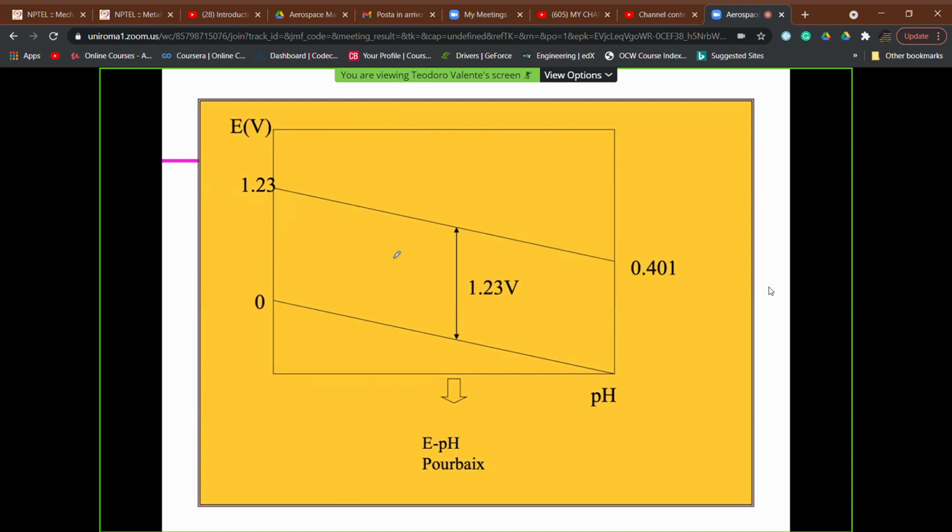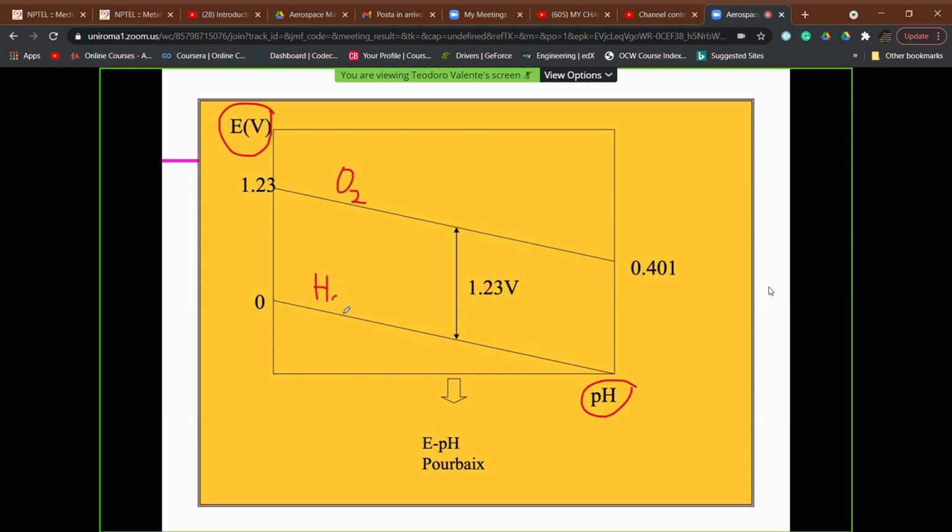Now, how can we use this indication? Let's have first of all a look at this diagram, in which we put on the y axis the potential, and on the x-axis we put the pH value. If we want to report on this diagram the potential of the oxygen reduction as we have brought before, and the potential of the hydrogen reduction as we have brought before, this is the situation.